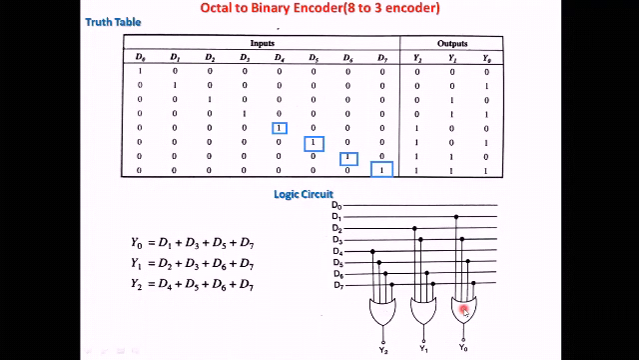Next, we are designing the logic gate. Now we are drawing the input lines D0, D1, D2, D3, D4, D5, D6 and D7. Now we will plot the expression Y0. It is D1 plus D3 plus D5 plus D7. So it is, see, D1, this is D3, D5 and D7. Now this is Y0. Y0 is the LSB. Next is D2 plus D3. Next is D6 and D7.